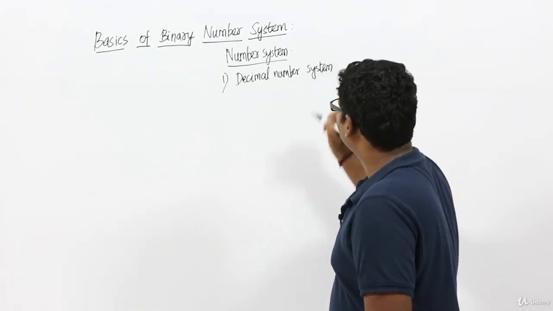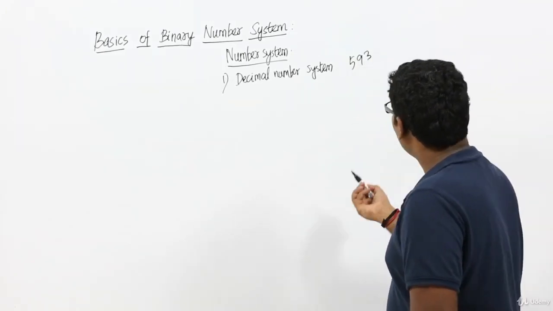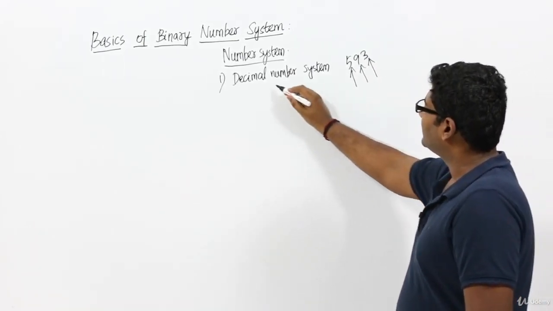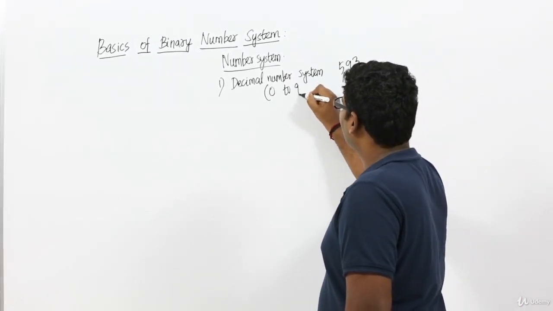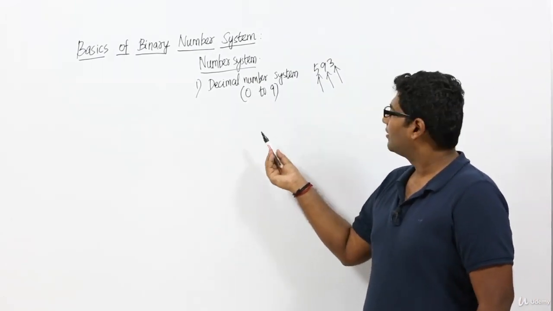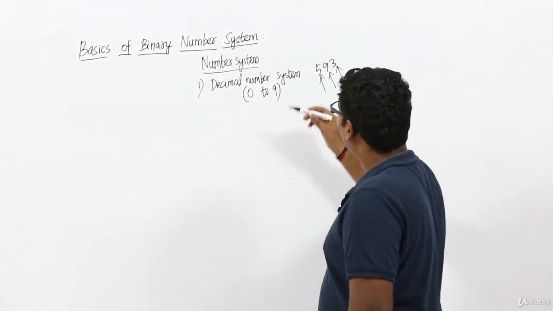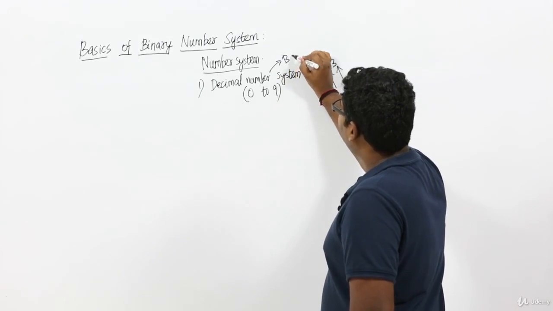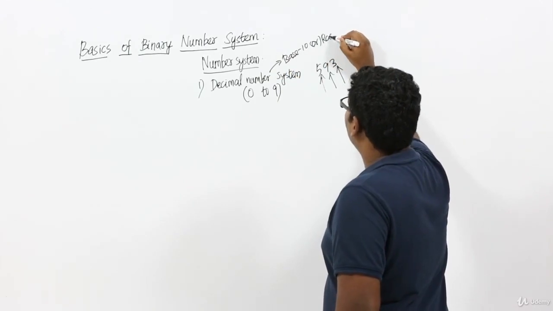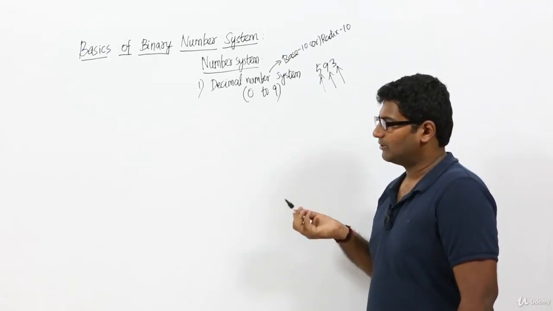What does it mean? You write any number, for example 593. You take any digit, and all of them will be in the range from 0 to 9. That is what we mean by the decimal number system. From 0 to 9 we have 10 numbers. It is not 9; since we are starting from 0, there are 10 numbers. Hence we say this is the decimal number system, or also the base 10 number system, or the radix 10 number system. Radix and base are the same.